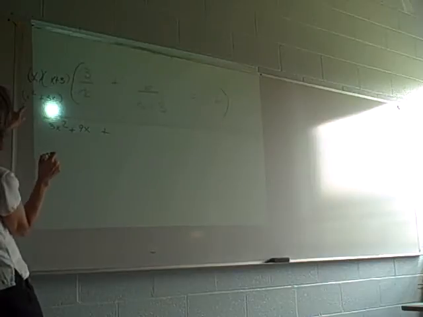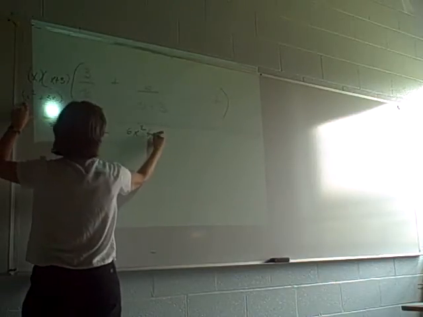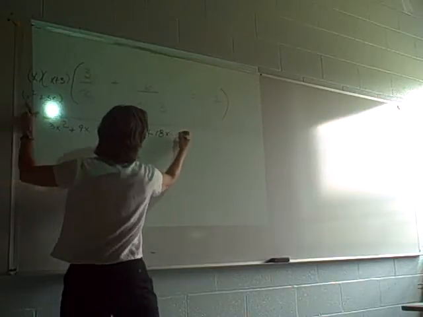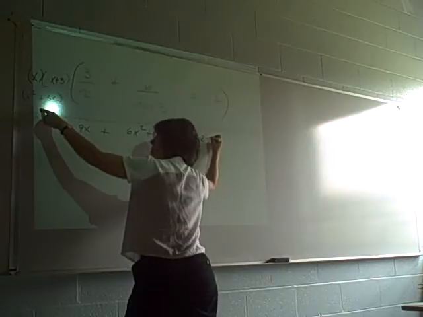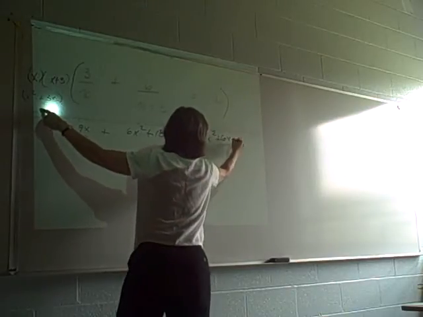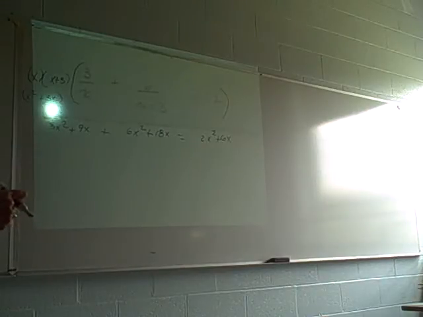And what am I going to have here? 6x squared plus 18x. Is equal to 2x squared plus 6x. But what about the denominators? Don't you have to leave them in? Oh, wait, no, they're being divided. Never mind, that was weird.